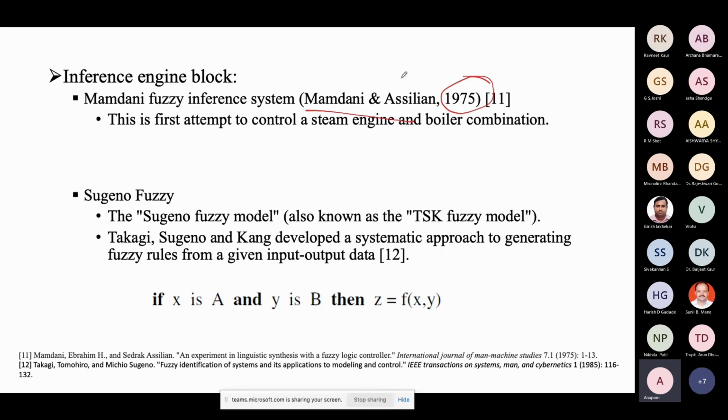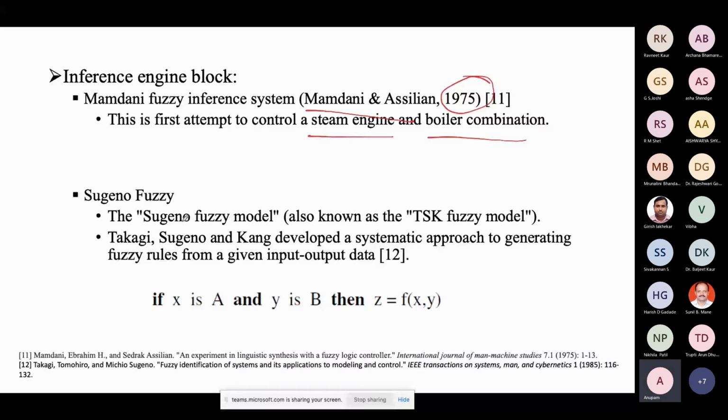So the first attempt was done for the steam engine and boiler combination, right? For making a steam engine, around 1975, most of the things were related to the steam engine only. So this was developed by Mamdani and Assilian, and he gave one technique, famously known as Mamdani. Next one is the Sugeno fuzzy model.